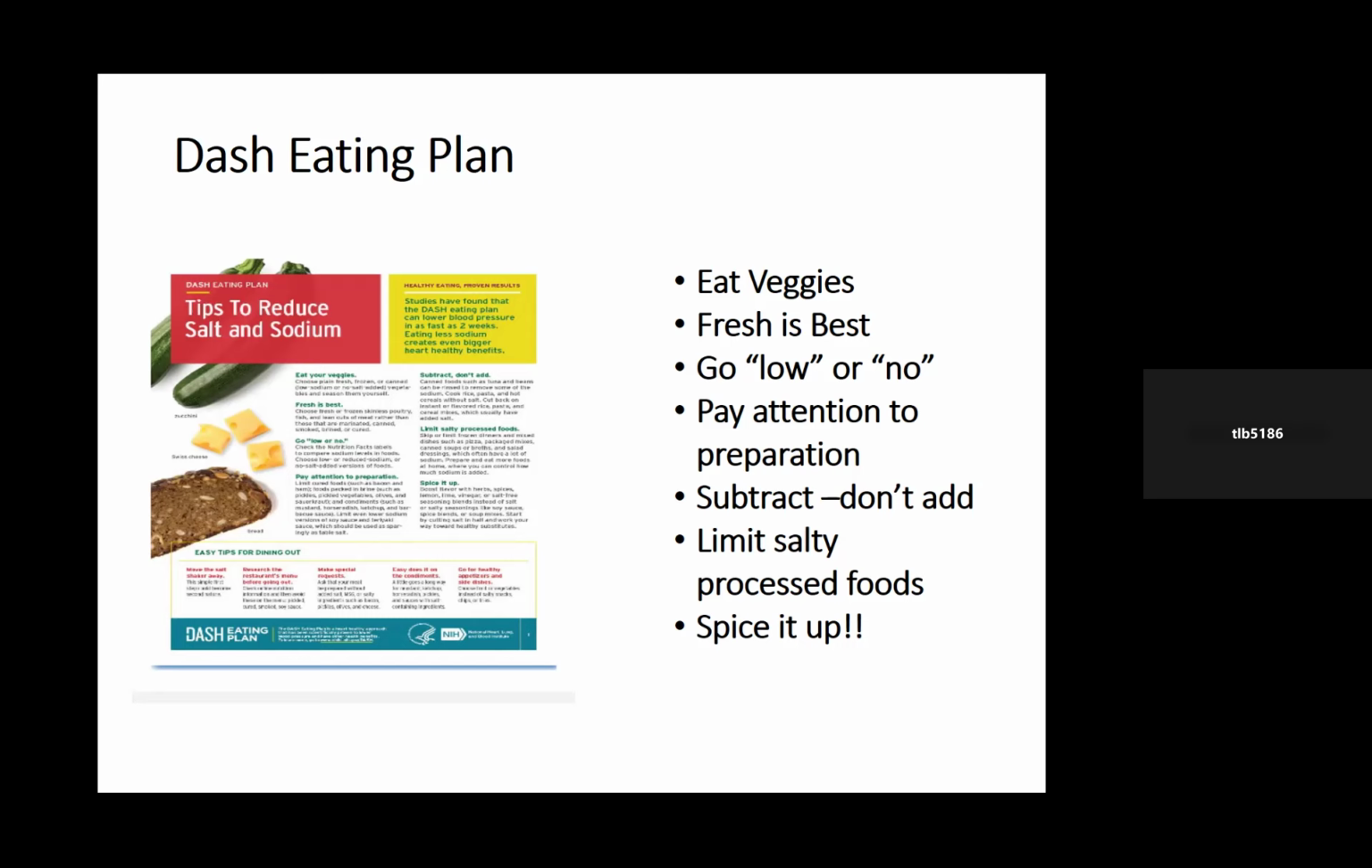We want to pay attention to how food is prepared. Unfortunately, we can't see the kitchen or the cooks in restaurants, so we have no idea how much sodium has been added to the foods that we order. Unless you're watching them at McDonald's, put that salt on those French fries. Oh my goodness. And we want to limit our processed foods. We want to use natural herbs and spices to spice things up.